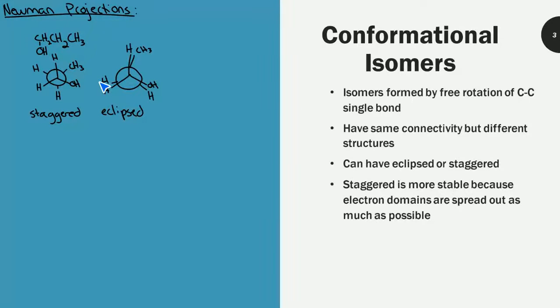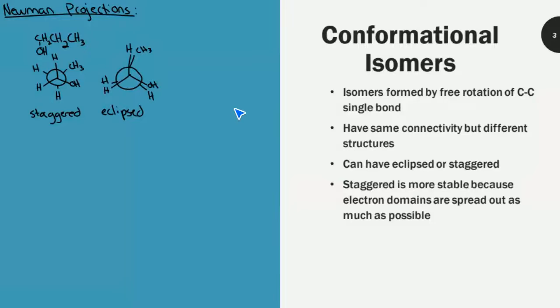And this is how we draw eclipsed. We just draw the lines a little bit past the first line, just so we can see it, but that means that they're lined up. They're directly behind each other. Yeah, we just draw it like that so we can see the lines there, but that means that it's exactly lined up. Make sense? All good?